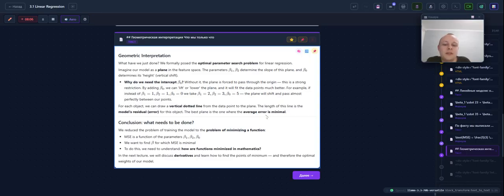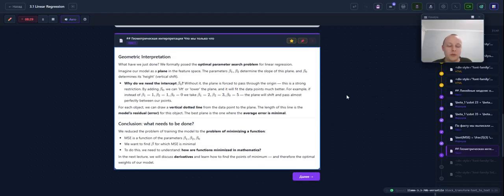So for this, we need to understand how our functions are minimized in mathematics. Later we'll discuss derivatives and learn how to find the points of minimum and therefore the optimal weights of our model. Because if we have multidimensional space, we cannot just visually move our graph, our plane this way or another. We have to find a more precise and accurate way without visual representation.